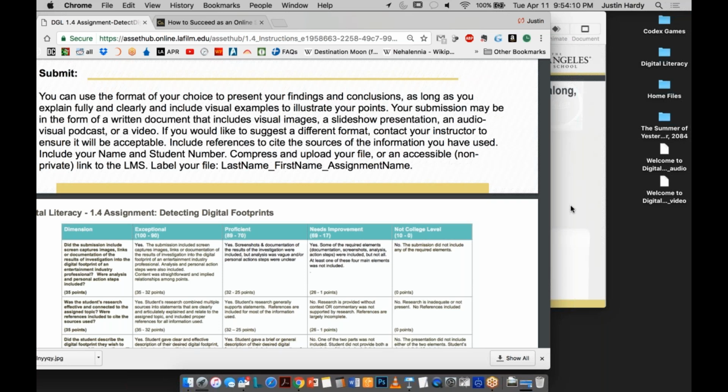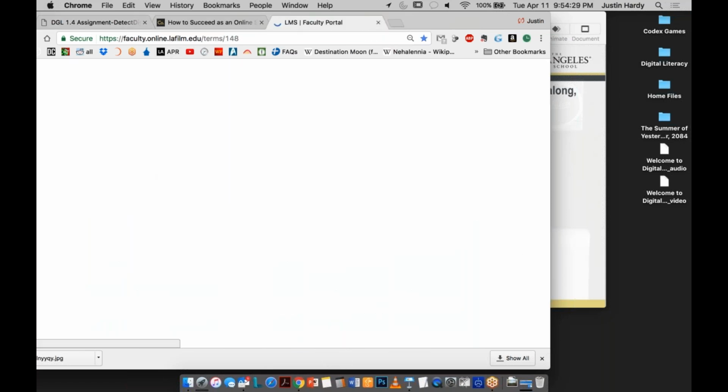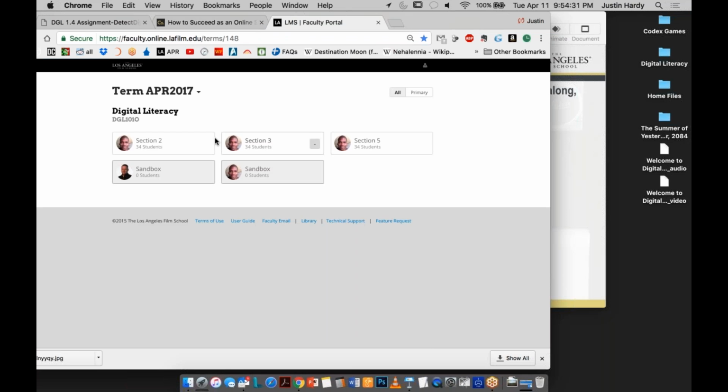So let's go over that one more time. When you go to submit this, double check that you have your first and last name in your file, you've got your student number in your file, and that you compress your document into a zip file. Yes, Sean, compress. And if you're unfamiliar with how to do that, there is a resource under the Getting Started tab, and that's going to be class resources.